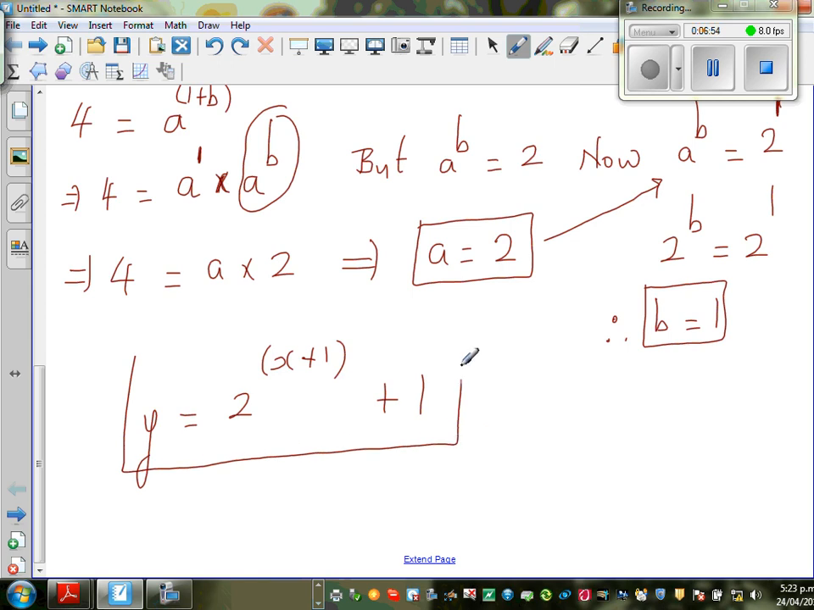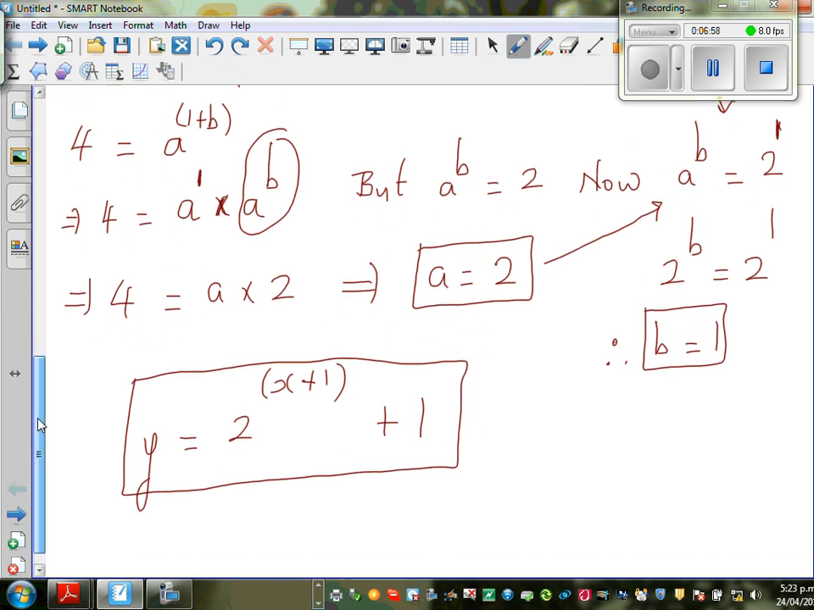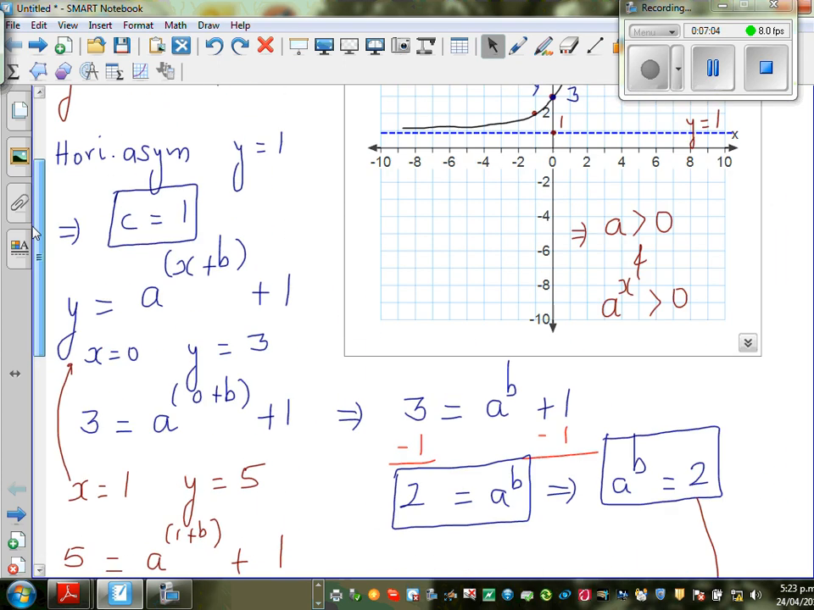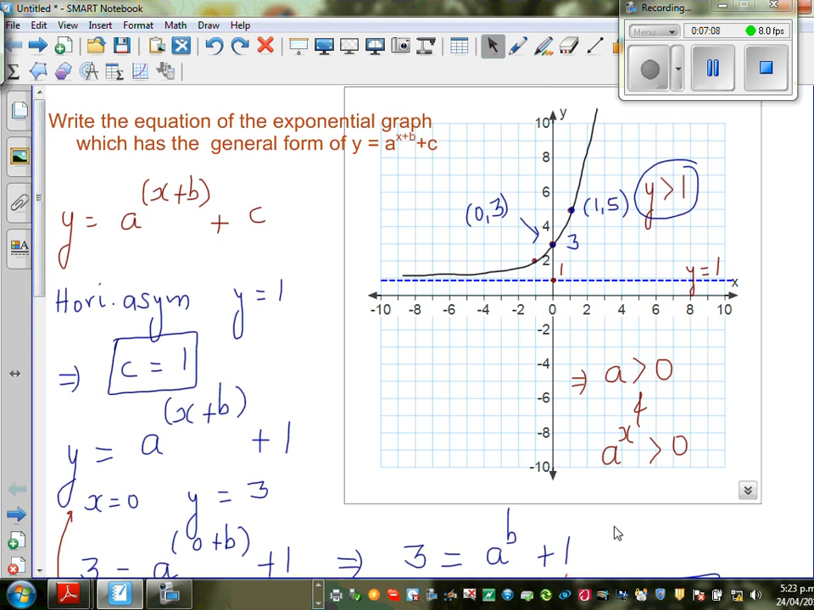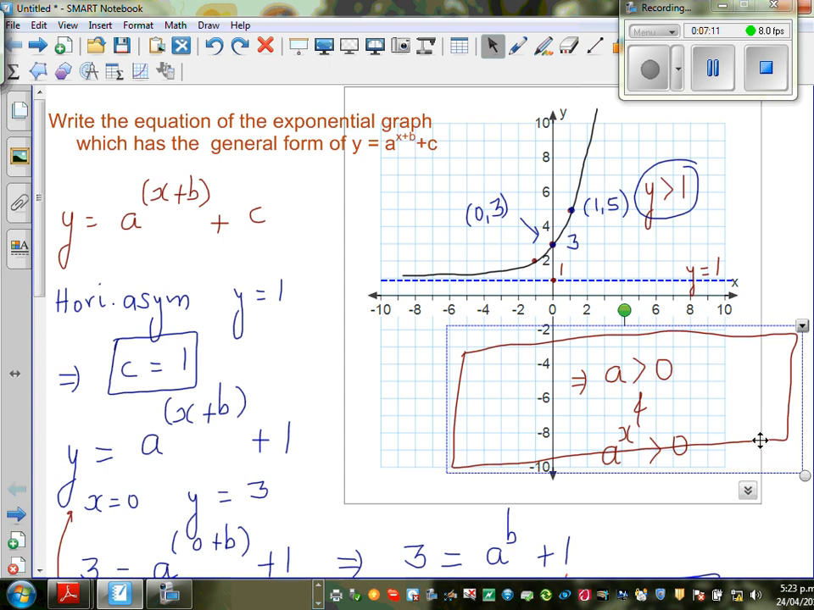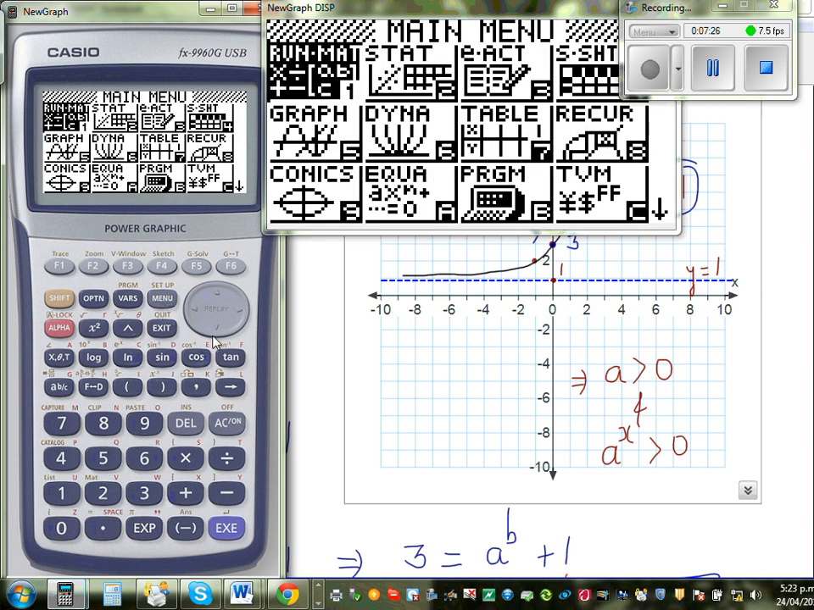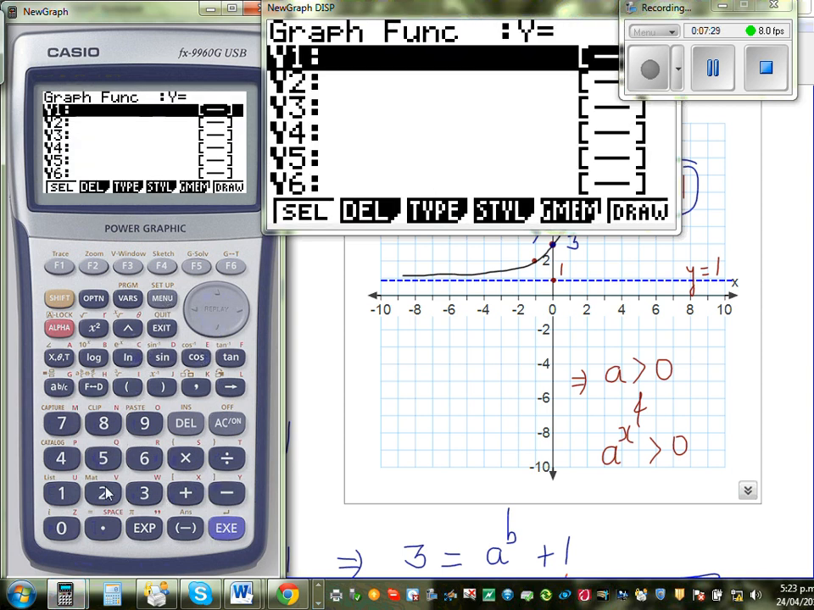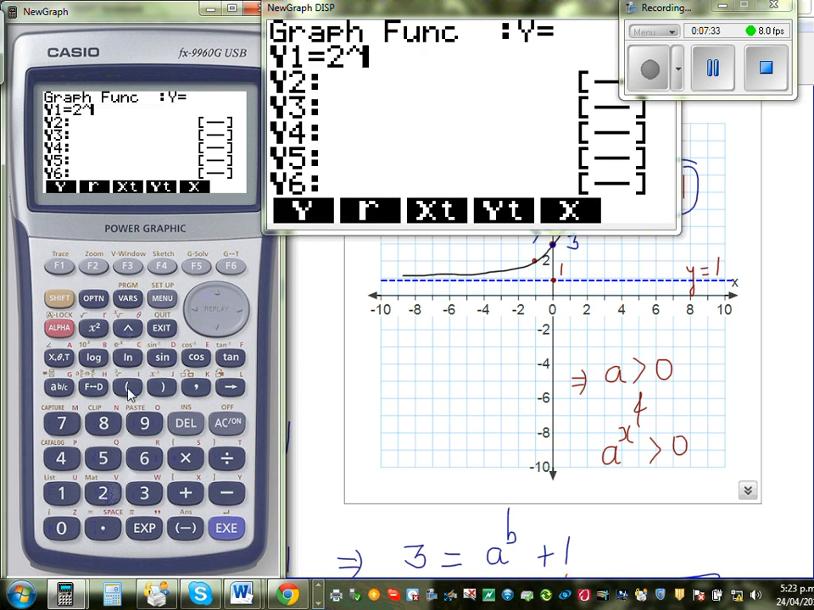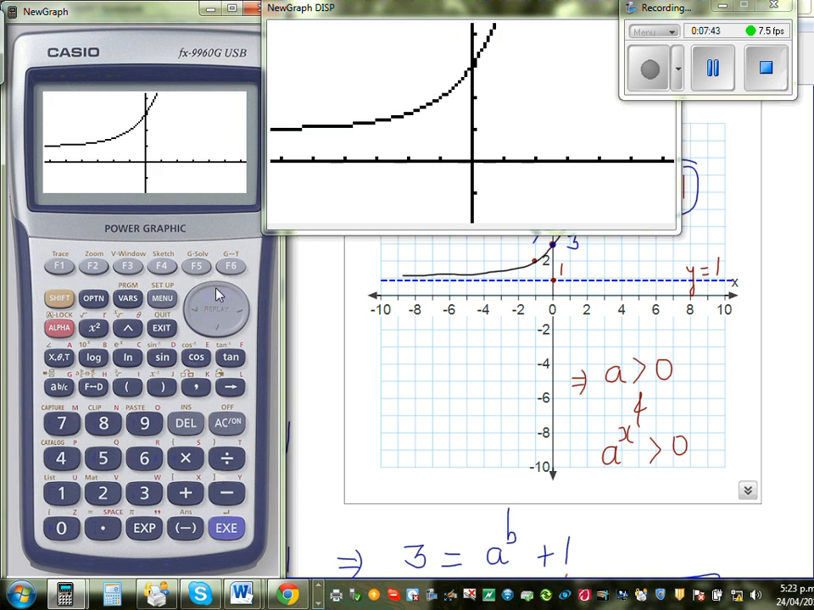So we need to graph this and check whether our points are right. I already know the equation, so let me get my calculator. Menu, go to graph, and I'm going to type in a is 2, so 2 raised to x plus 1, plus 1. And then this is the graph, so I'll scroll that up a bit.